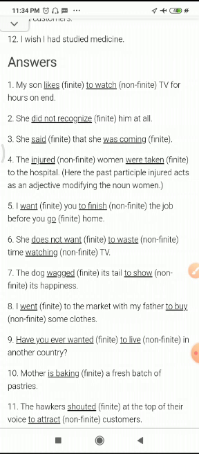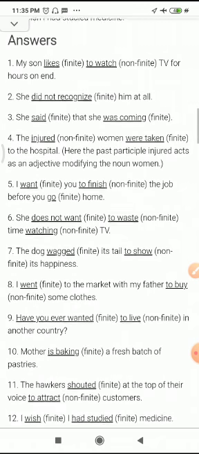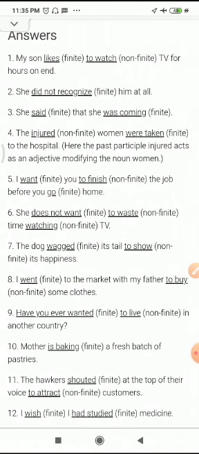The injured woman, understood? So injured is a participle. I did not discuss participle with you. In the next video I will discuss infinitive, gerund and participle in depth. Now here we are only learning how to find out finite and non-finite verbs. Now children, you can see, I want is finite, to finish is non-finite. To finish is an infinitive, this is non-finite, and to finish cannot be changed. Want can be changed. Want becomes wanted, wants.